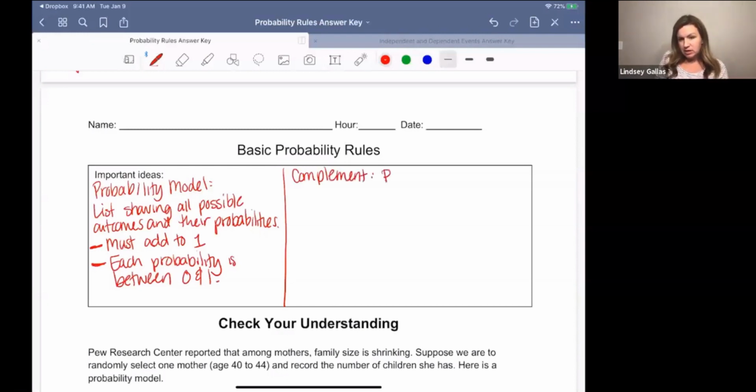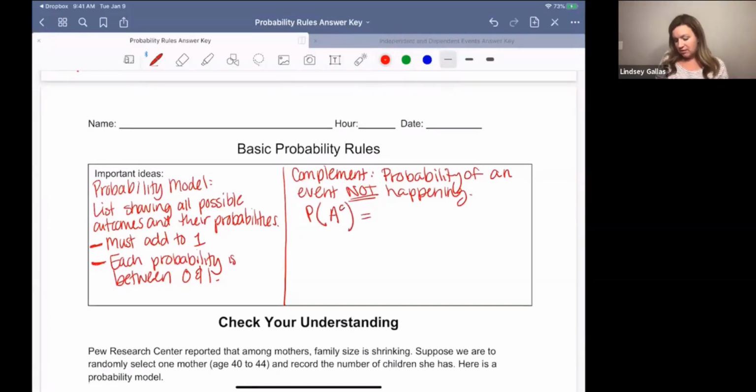And a complement is the probability of an event not happening. So notationally, I'm going to put probability, so capital P, and then the event in parentheses behind it. I'm just going to call this event A. Well, let's say I want to know the probability of event A not happening. I'm going to put probability of A complement, and I can find that by doing 1 minus the probability of A. So that is our complement rule: if we want to find the probability something doesn't happen, we do 1 minus the probability that it does happen.